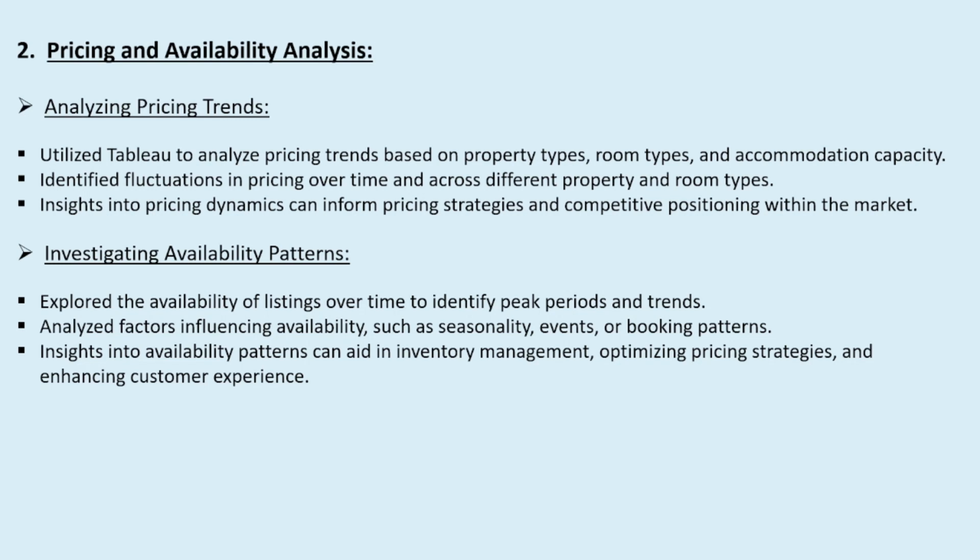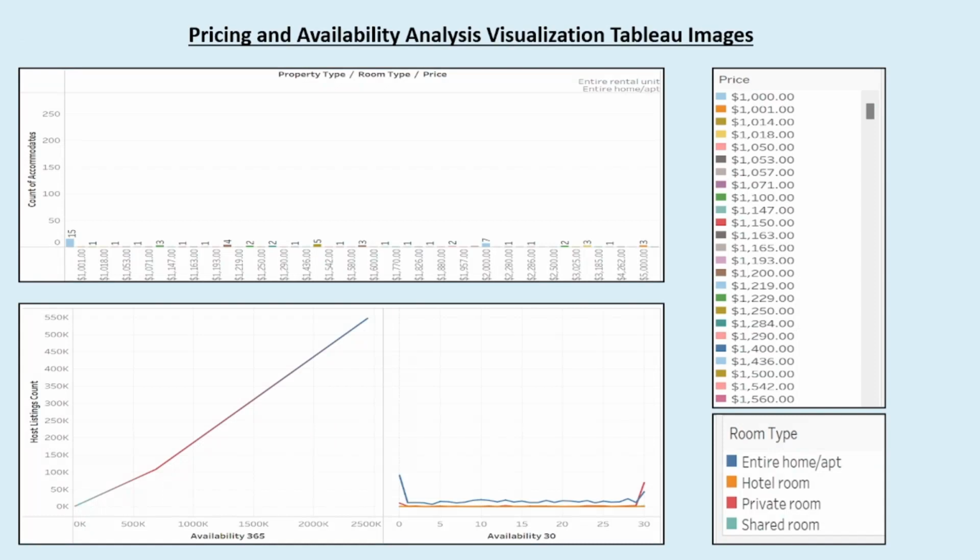Here are the screenshots of the visualization from Tableau of the pricing and availability analysis. You can check it out here. Cost of accommodations, property type, room type, and price. In the graph, we have identified each of them. This is the color pattern. You can identify over here what the price is, and what the property type is.